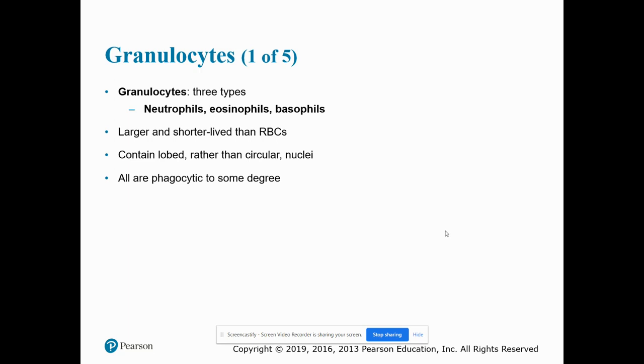All right, so granulocytes, three types. Again, neutrophils, eosinophils, and basophils. They are larger and shorter lived than red blood cells. They contain lobed rather than circular nuclei, and they are all phagocytic to some degree, which means that they will eat stuff.